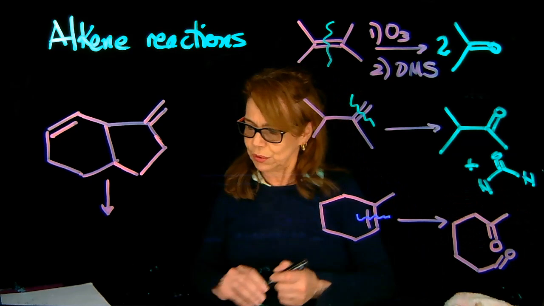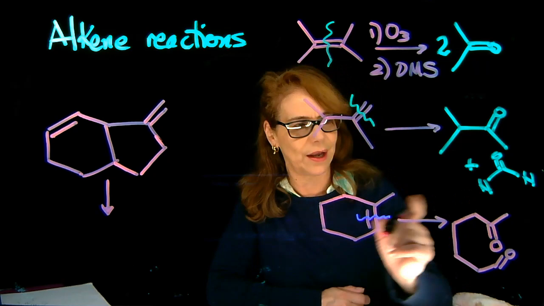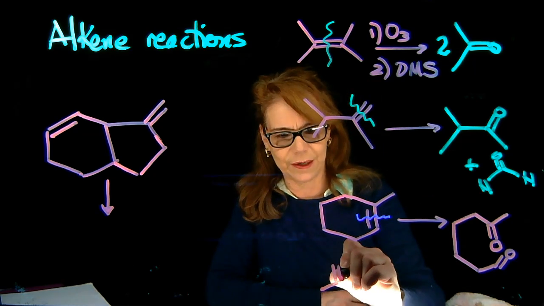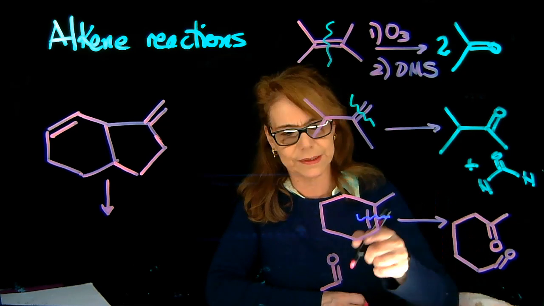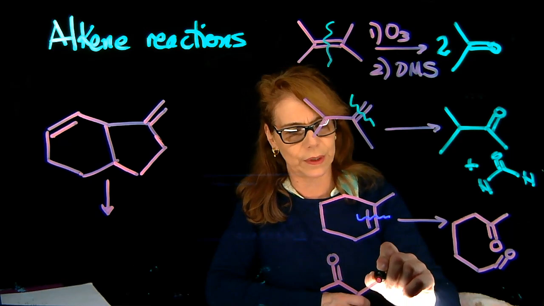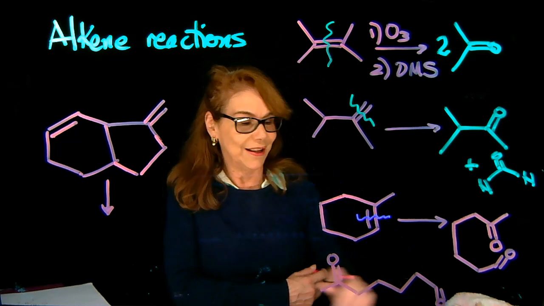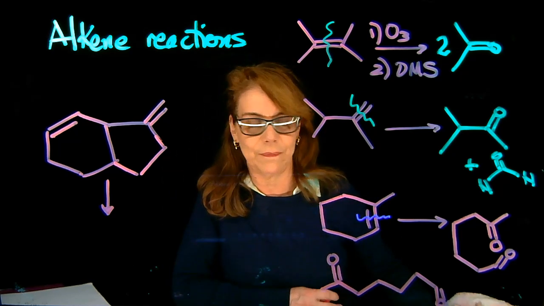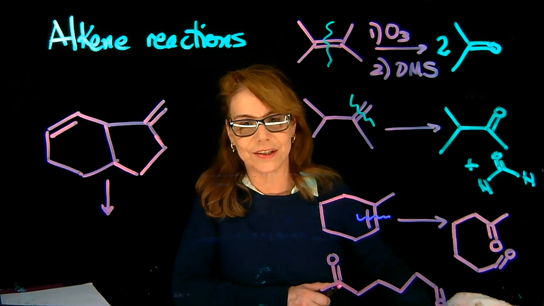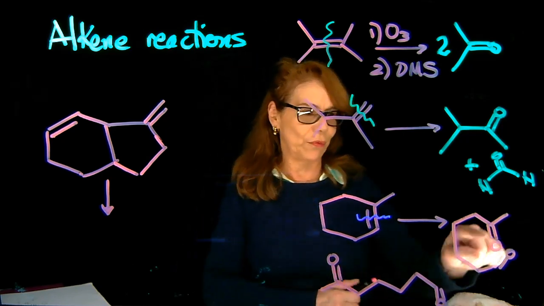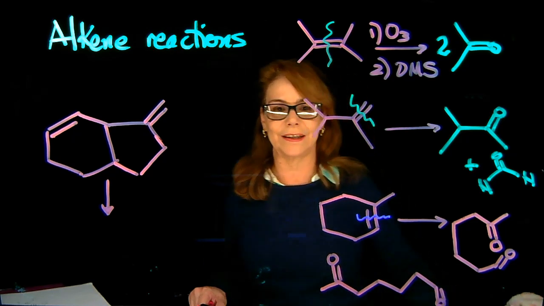Let's count carbons. In the cycle, you had 6 and 1 extra over there. So this side is that end, and then you're going to count 1, 2, 3, 4, 5, 6, and you're going to insert an oxygen. So that is the product for the other end. Again, what you do is simply insert an oxygen on each end. So that end here is a ketone, and the other end is an aldehyde.